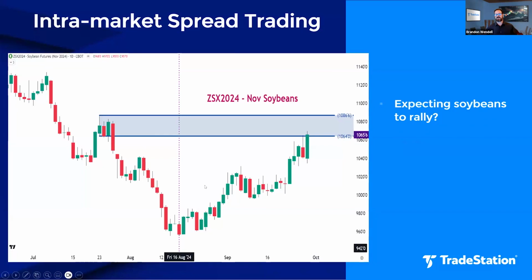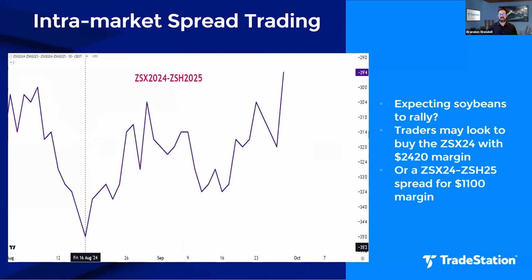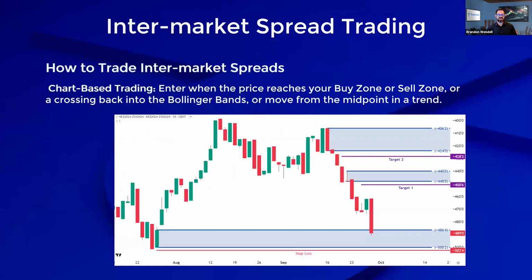So again, if you're expecting soybeans to rally or drop, in this case, they rallied off these lows in August. You could either go long on soybeans with the $2,420 margin, or you trade the spread for less than half. And the spread also moved up. Now, did it move up as much in points? No, it will not. But percentage-wise and rate of return could be pretty good. So intermarket spreads, basically, you can trade them directionally as well.